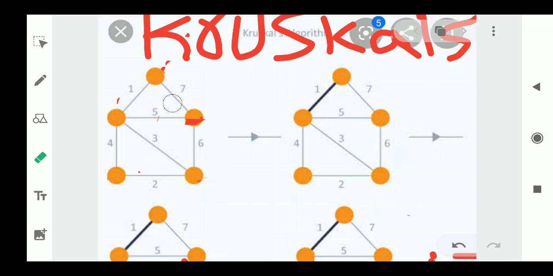Again, I am explaining what Prim's algorithm is. We have not yet entered into Kruskal's algorithm. Please concentrate here. With this example, we will see Prim's algorithm. After that, we will discuss Kruskal's algorithm.